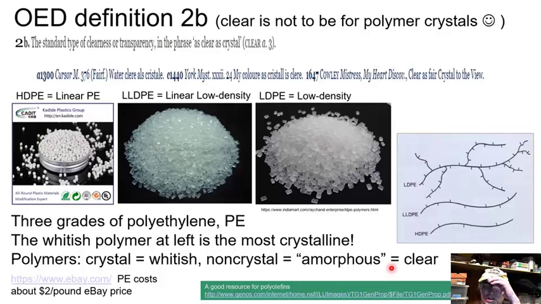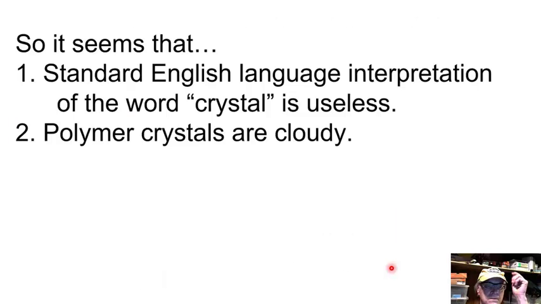And it shouldn't be such a huge surprise. Plate glass that you have in windows, that's not crystalline, but it's clear. So it's not only crystals that are clear, I guess is what I should say. Okay, so it seems like standard English language just doesn't cut it. Crystal clear is sort of a dumb thing to say. We should say glass clear. You know, glass is clear. And polymer crystals are inevitably cloudy because it's hard to get them really big.